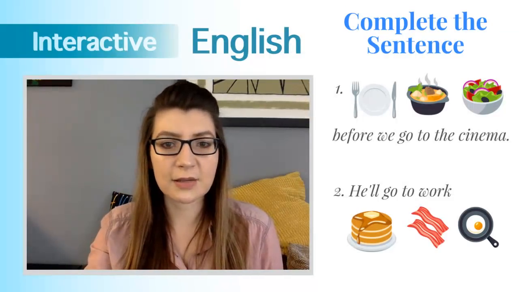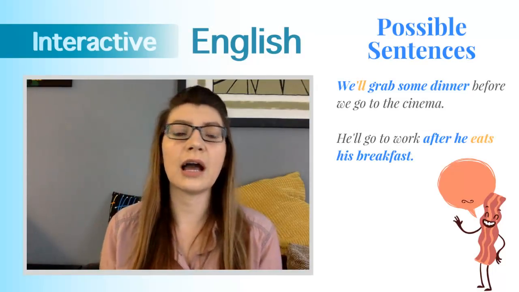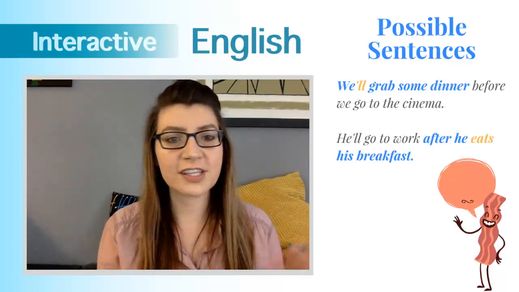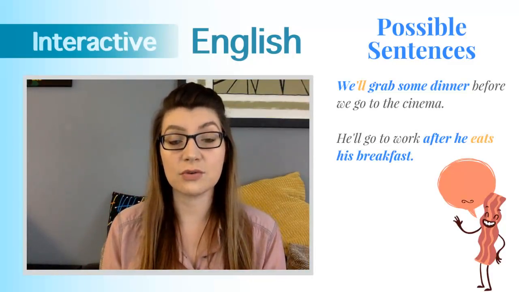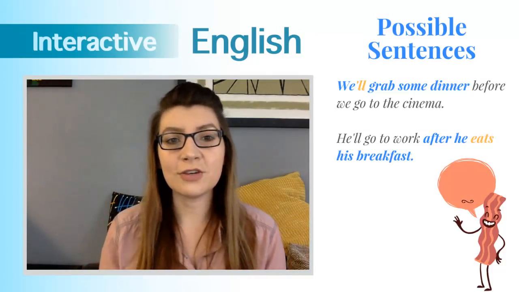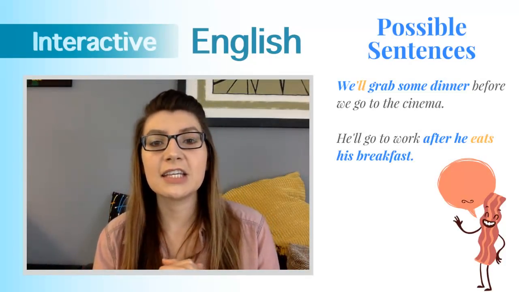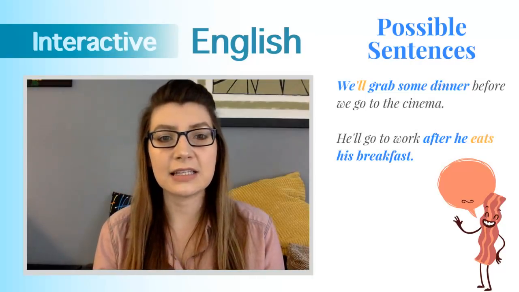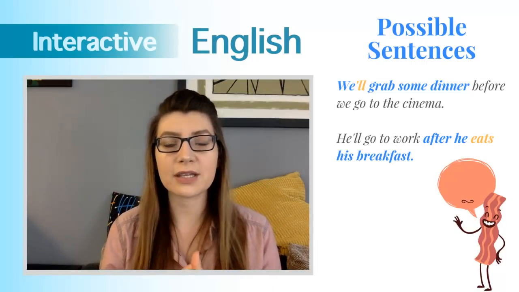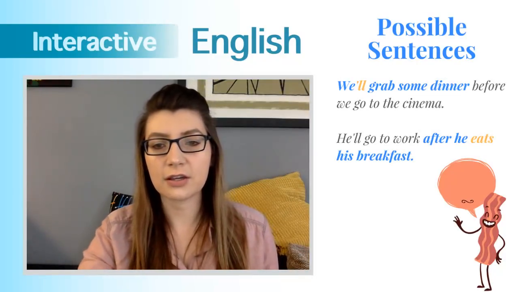Let me show you guys some possible sentences that you could have written. The first one, like we talked about, we'll grab some dinner before we go to the cinema. Again, your sentences are also correct as long as you used the future tense. We will grab some dinner, right? You need to have the future tense to show the future. And the second one, he'll go to work after he eats his breakfast. After he eats his breakfast, we need the present tense because we are using the time clause right there.